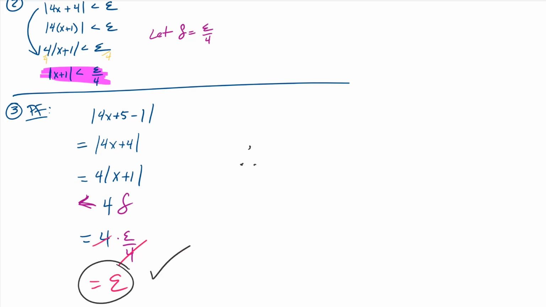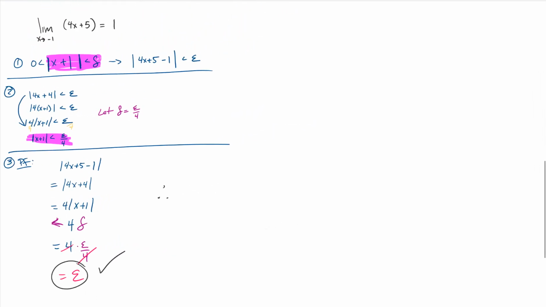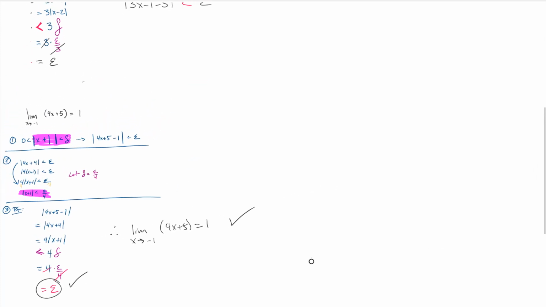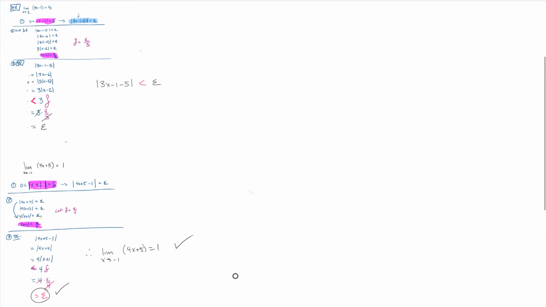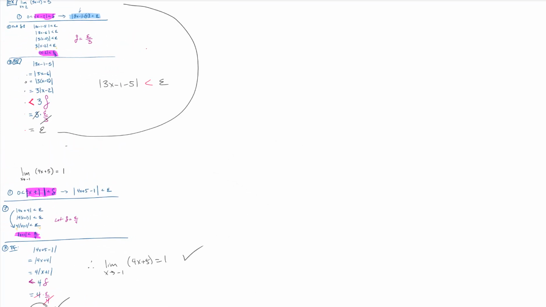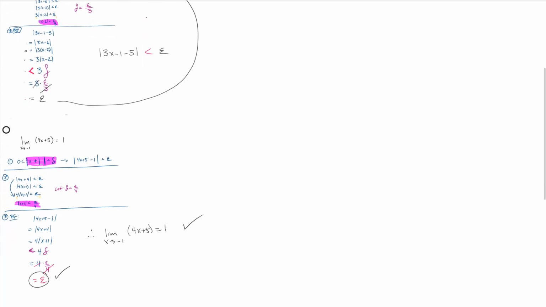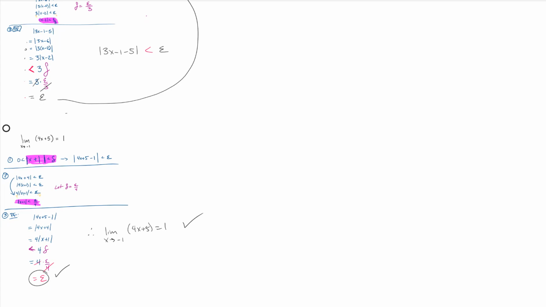Boom. Therefore, I didn't do it on the last one. I forgot to do it. I didn't finish the problem up. The limit as x tends towards negative 1 of 4x plus 5 is equal to 1. Boom, and we proved it. I forgot to do it on the other one. Did all this work and I forgot to state it. That's the best part, is saying it's the end. Once you get to the end of this one, you just go back up and you state that that is true. There we go. So there's our delta epsilon proof.